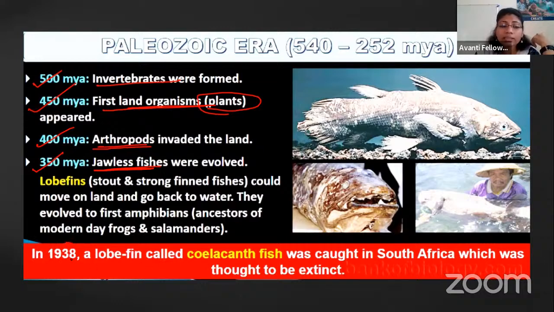And in 1838, we discovered a fish, the Coelacanth fish, which was caught from South Africa. It was thought to be an extinct species. That means we can say it was the only fish existing as an ancestor.